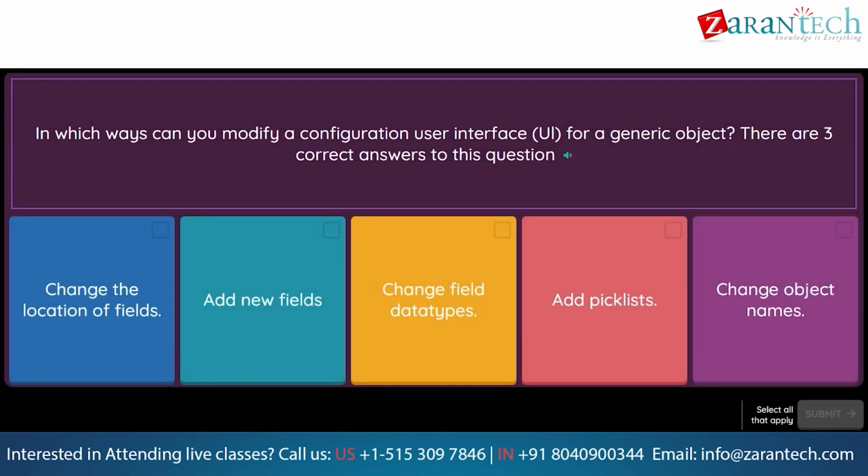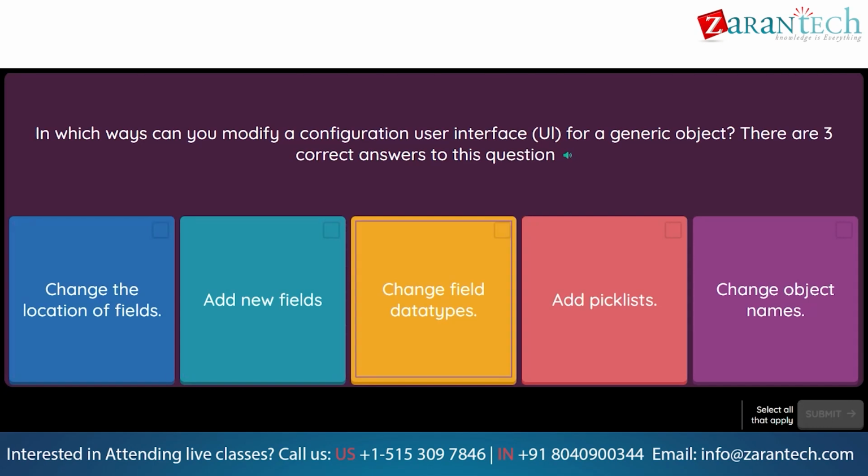Question: in which ways can you modify a configuration user interface, UI, for a generic object? There are 3 correct answers to this question. Option 1: change the location of fields. Option 2: add new fields. Option 3: change field data types. Option 4: add pick lists. Option 5: change object names.